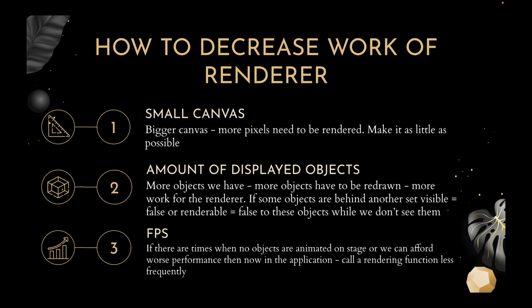And the third way is FPS. By default, ticker that calls rendering ticks every frame, and if there are times when no objects are animated on stage, or we can afford worse performance than now in the application, we can call a rendering function less frequently. Artificially decrease the amount of FPS, and the processor will do less work without rendering so many times.